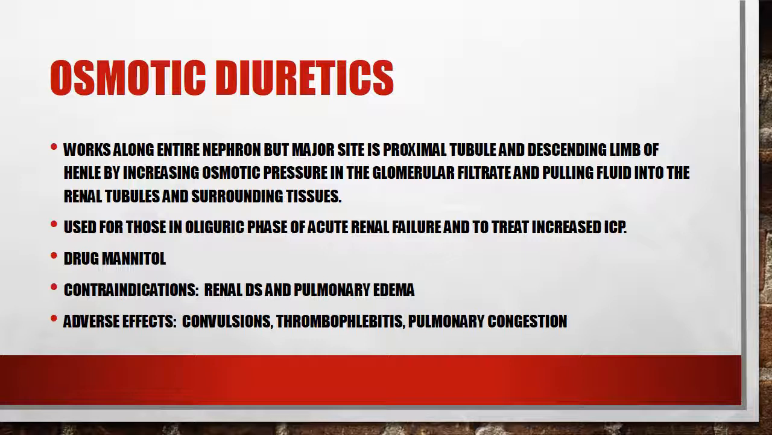Osmotic diuretics, big thing to know about this one is that we give this one for increased intracranial pressure. Mannitol is your drug of choice. Contraindicated in renal disease and pulmonary edema, but this is what we give for people that have been in major traumatic car accidents and they've got ICP. It works along the entire nephron, proximal tubule, and descending limb of Henle by increasing osmotic pressure in the glomerular filtrate and pulling fluid into the renal tubules and surrounding tissues. We're treating increased ICP with this, and it is mannitol. That's what you need to know.